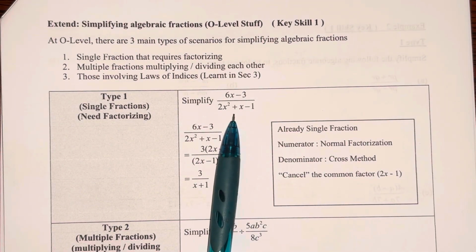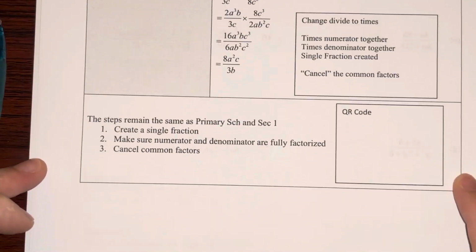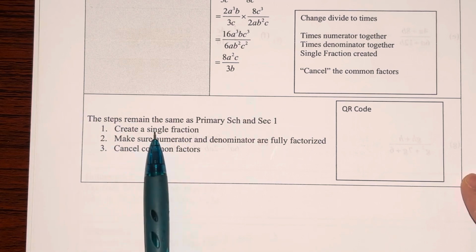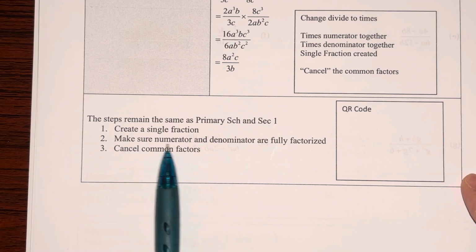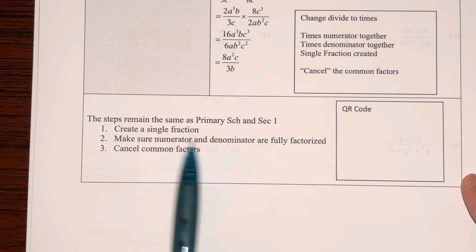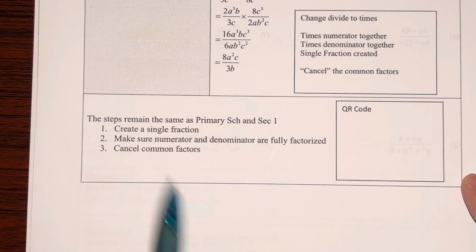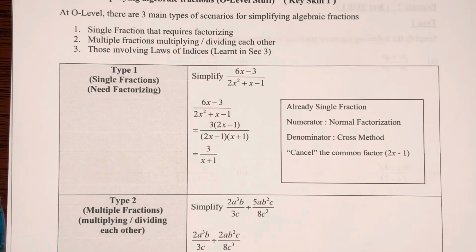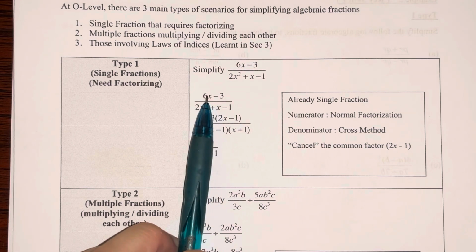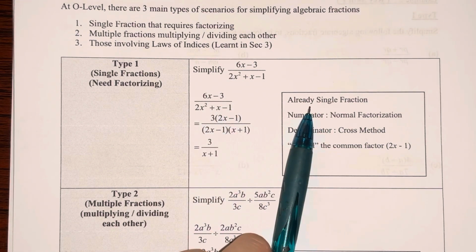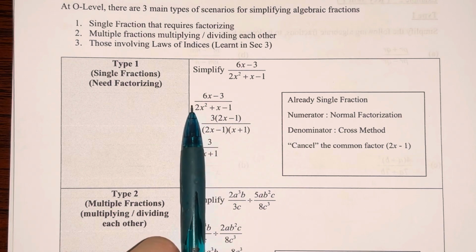For this type of question, the steps are the same. In fact, no matter what question you do, the steps are the same. So let's look at the steps first. First, create a single fraction. So it needs to be a single fraction first, and then we're going to factorize the numerator and the denominator, fully factorize. And then we're just going to start cancelling the common factors, just like how we did in primary school math. So let's look at this. This is already a single fraction. You can see that at this stage, it's already a single fraction. So the first step is already done.